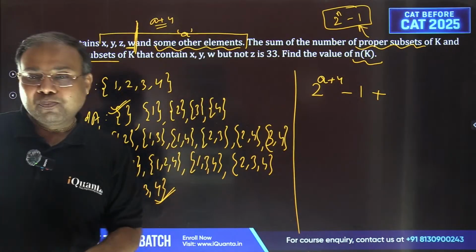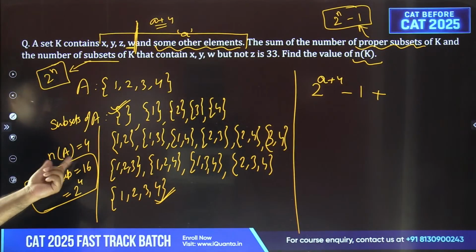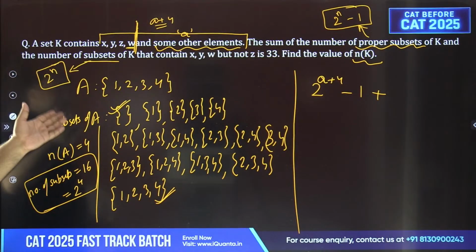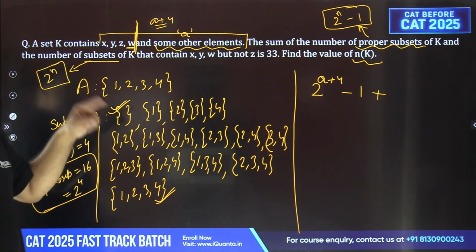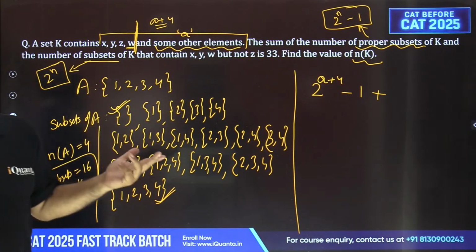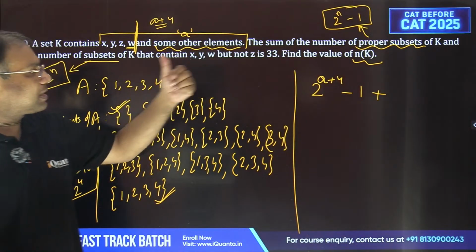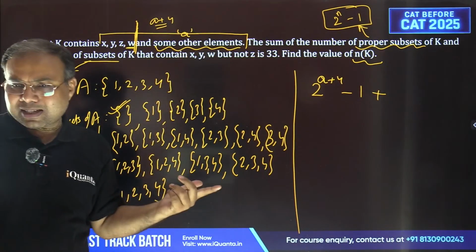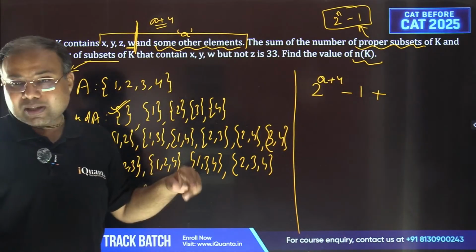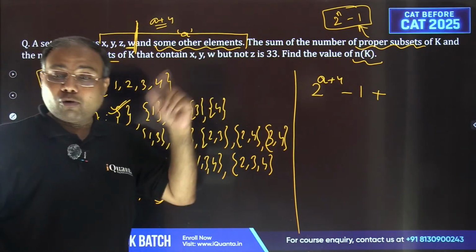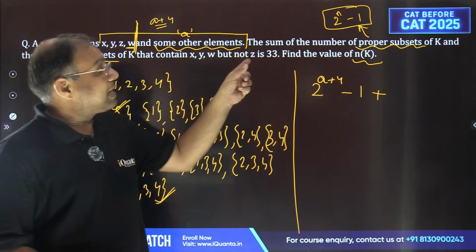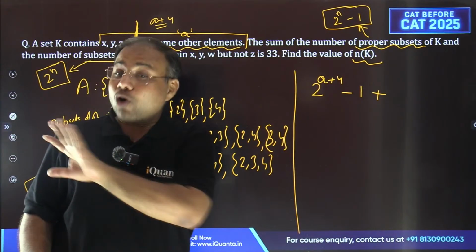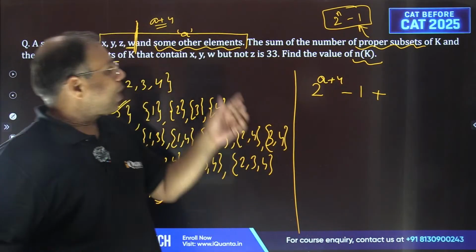I told you how I got this value 2 raised to power number of elements: every element is either included or not included, so they get two choices. But in this particular case, the subsets contain X, so for X there is only one choice. For Y, again only one choice, that it is included. For W, again only one choice, that it is included. And for Z, again only one choice, that it is not included. Are you getting that?